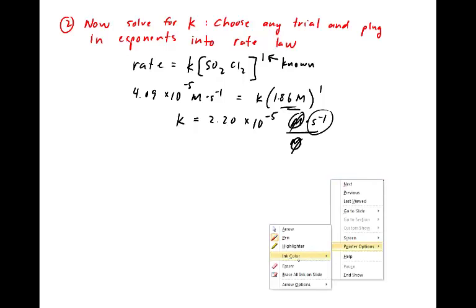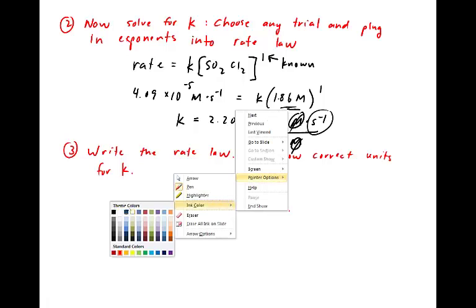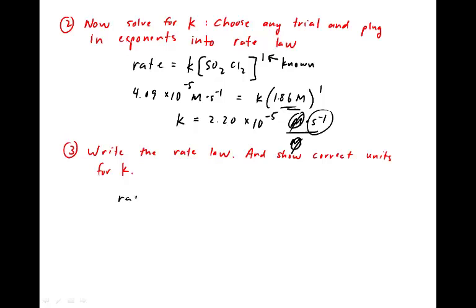Okay, and then the last thing is to write the rate law. It didn't say to do this, it probably should have in the problem, but the last thing says to write the rate law and show correct units for K. So we're going to write out K, 2.2 times 10 to the negative 5th inverse seconds, and you leave this blank and you put a 1 here.